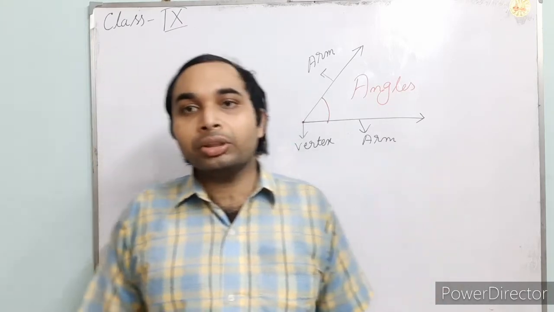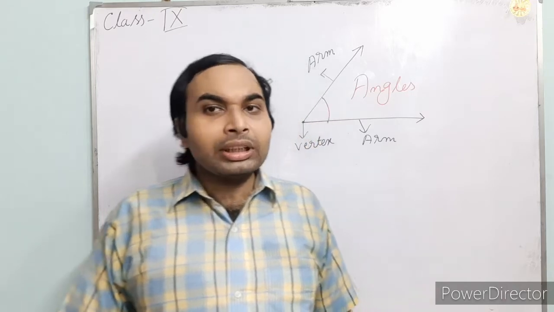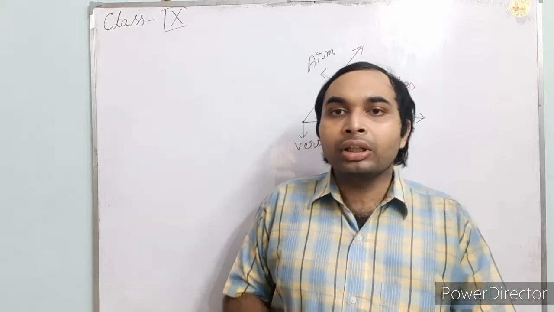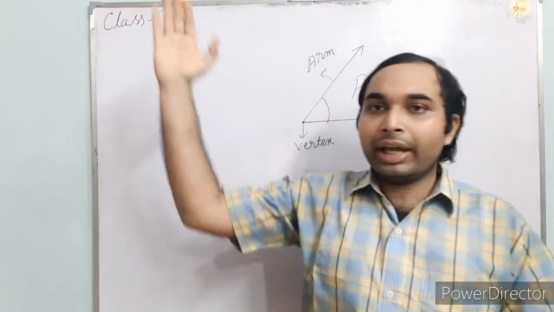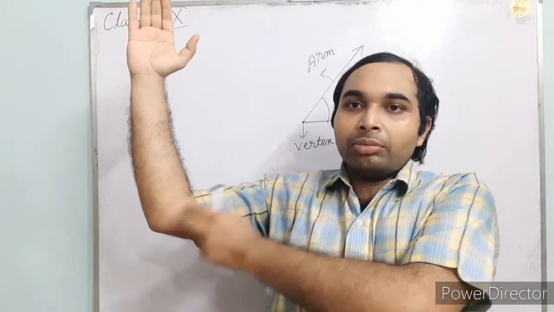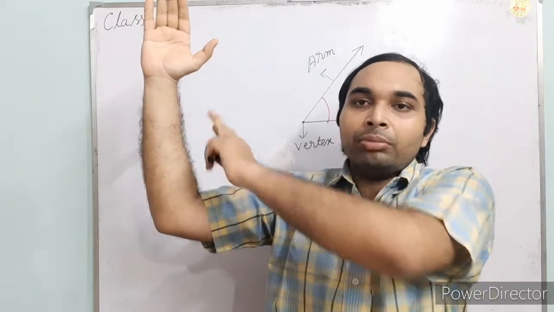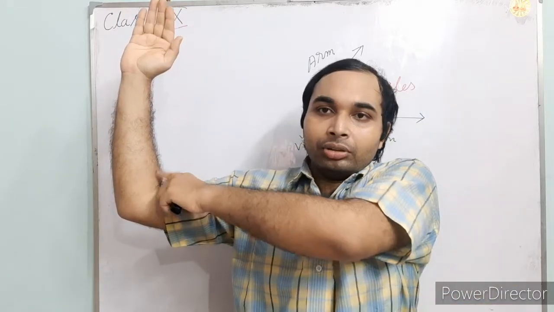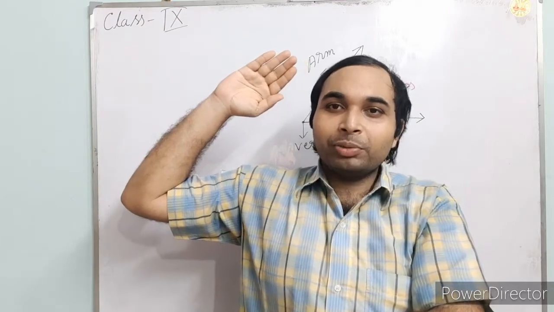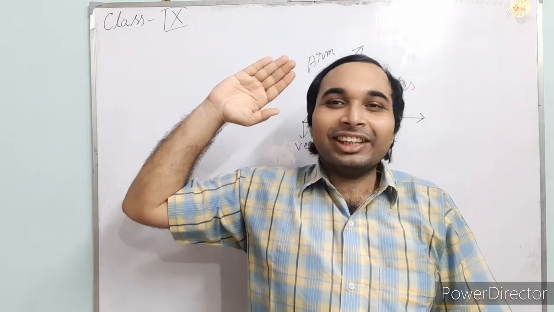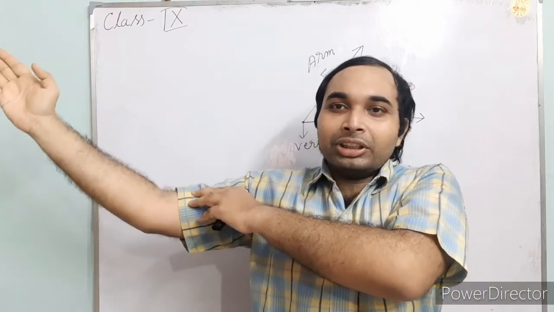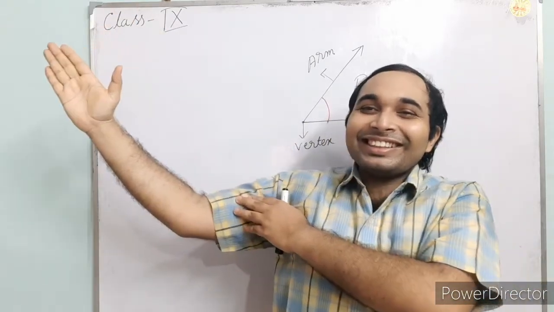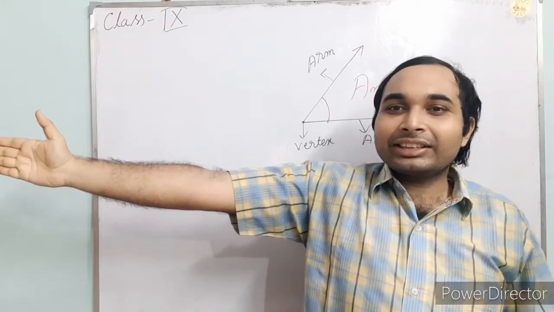Today is the introduction class for the lines and angles, so let us just get an overview. Just see my hand. If those are the arms, this is one arm, this elbow is the vertex, and this is another arm. This is the right angle. Then this salute position is the acute angle. Now this one is the obtuse angle. Then this is the straight angle.